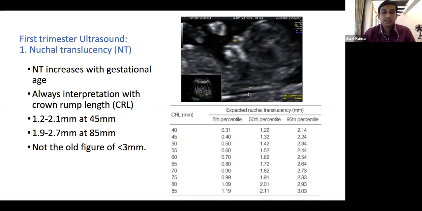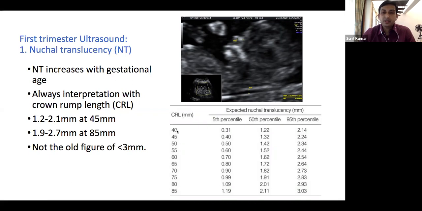So in earlier days, anything more than 3 millimeter NT thickness was considered abnormal, but it's not like that. NT thickness varies with the length of the baby. At 45 millimeter, normally 1.2 to 2.1 millimeter is the value of the NT. At 85 millimeter, 1.9 to 2.7 millimeter is a normal NT value.